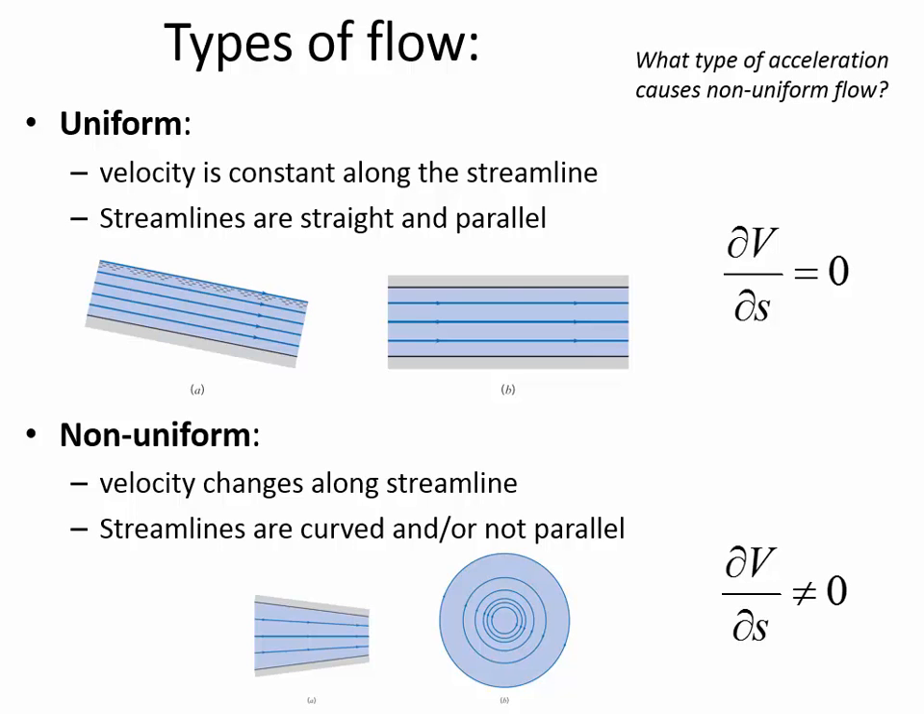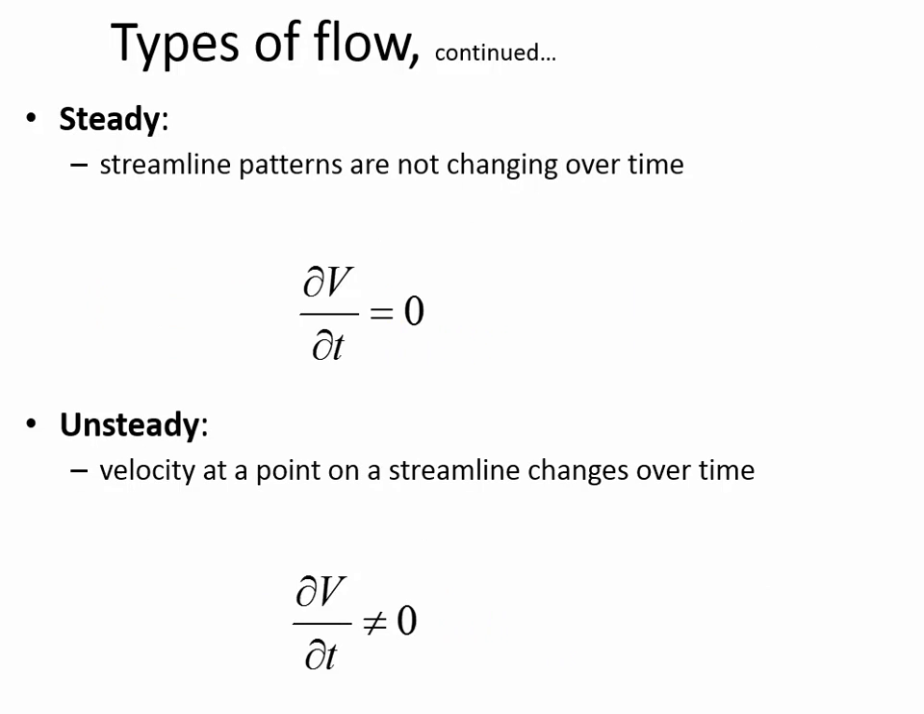So here's a question. What type of acceleration causes non-uniform flow? Convective. That's right. Convective acceleration is defined as a change in velocity with respect to position, so it is the cause of non-uniform flow. We also talked about steady flow, how steady means that the velocity is constant with respect to time, and unsteady means the velocity changes over time. So what was the kind of acceleration that causes unsteady flow?